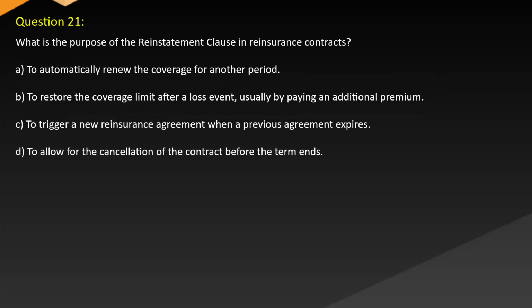Question 21. What is the purpose of the reinstatement clause in reinsurance contracts? A. To automatically renew the coverage for another period. B. To restore the coverage limit after a loss event, usually by paying an additional premium. C. To trigger a new reinsurance agreement when a previous agreement expires. D. To allow for the cancellation of the contract before the term ends.